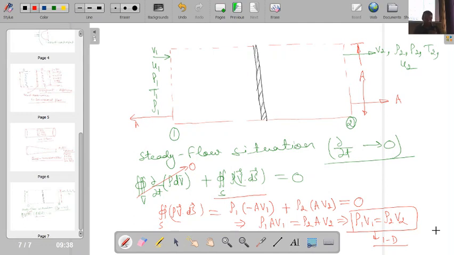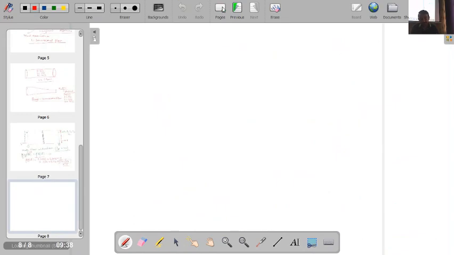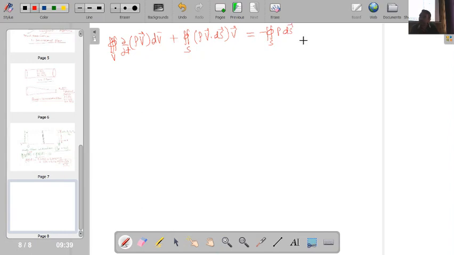Now let's try to extend this to our momentum equation. If I extend it to the momentum equation, can you tell me what the different terms in the momentum equation are? Volume integral del by del t rho v vector dv bar plus surface integral equal to. Anything else?